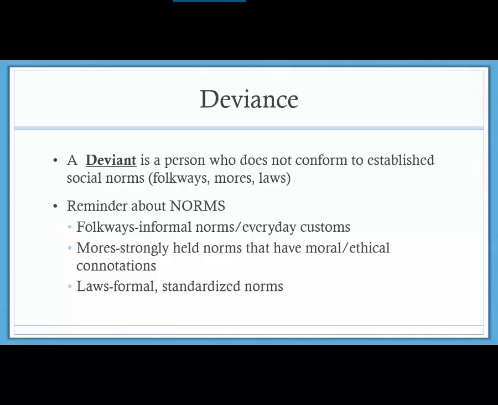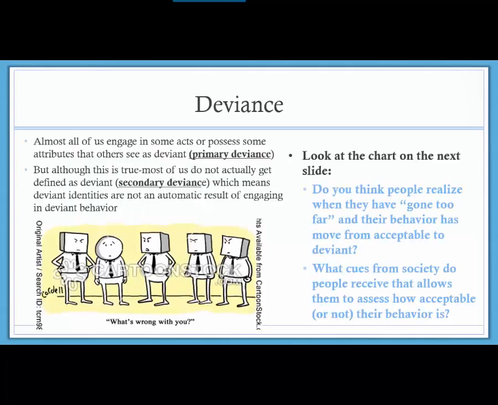But all of that, of course, is presuming that you get labeled a deviant in the first place. And this brings up the concepts of primary and secondary deviance, because almost all of us engage in some acts or possess some attributes that others would potentially see as being deviant, and this is called primary deviance, right?